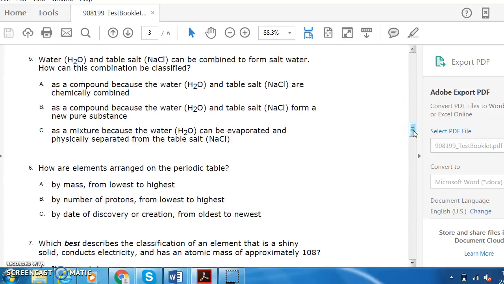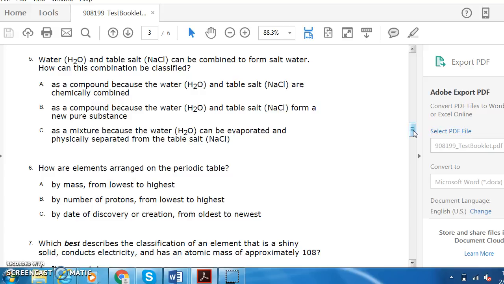Number 5. Water, or H2O, and table salt, sodium chloride, can be combined to form salt water. How can this combination be classified? A. As a compound because the water and table salt are chemically combined. B. As a compound because the water and the table salt form a pure substance. Or C. As a mixture because the water can be evaporated and physically separated from the table salt.